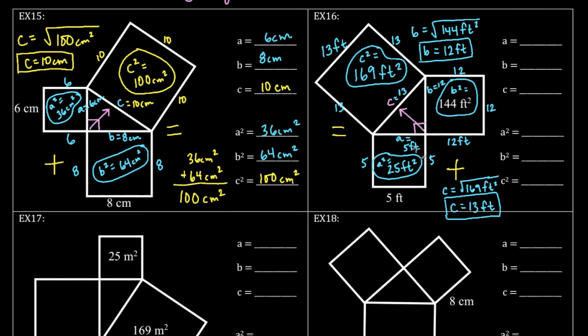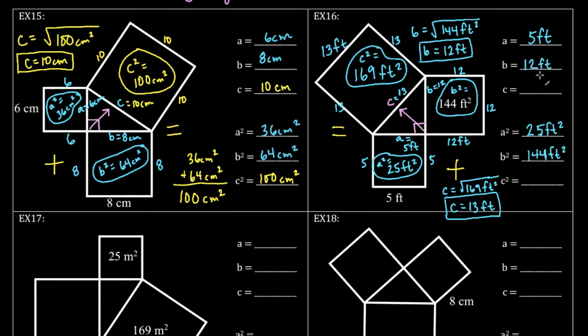So A was, I made this one A. So A was 5 feet. So A squared was 25 feet squared. B was, well, actually we were given B squared, which is 144 feet squared. And we took the square root of 144 feet squared, and we got 12 feet.